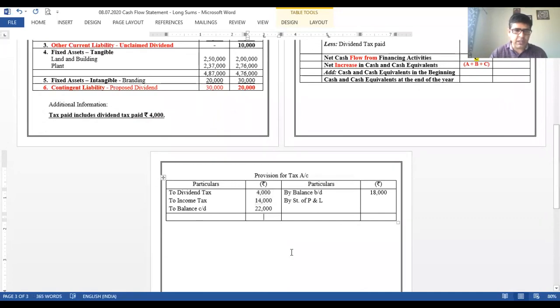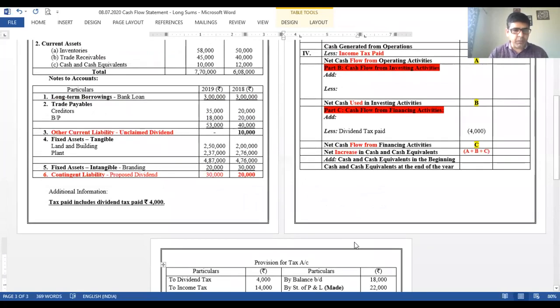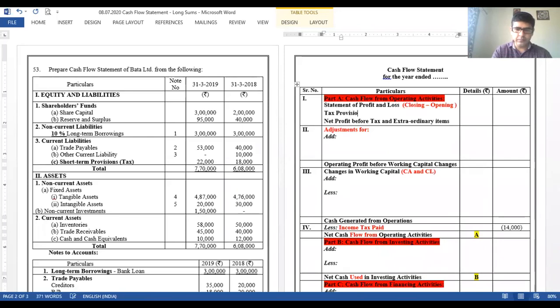Let us get the total and close the account. So this will be 22 plus 18, right? So that will be 40,000, and the difference now will be 22,000. That means this shows the amount of tax provision that has been made, right? 22,000. When tax provision is made, we need to go to the first part of operating activity, and let me write over there as tax provision, right? And the amount is 22,000, correct?